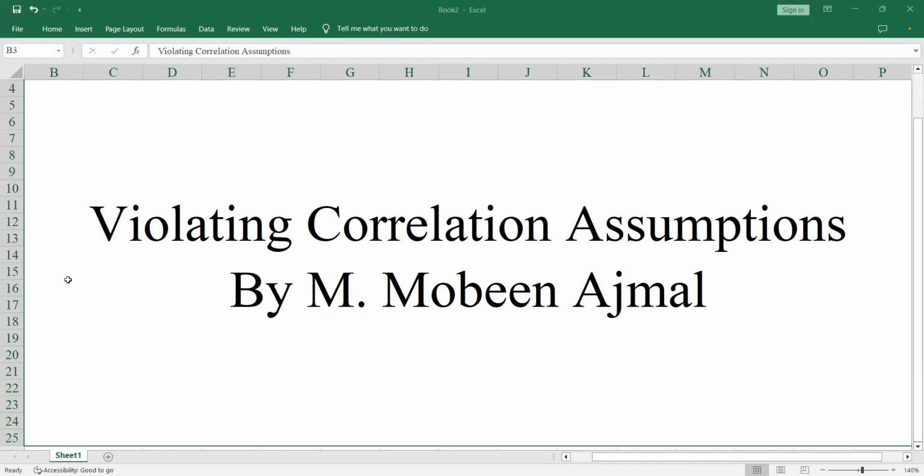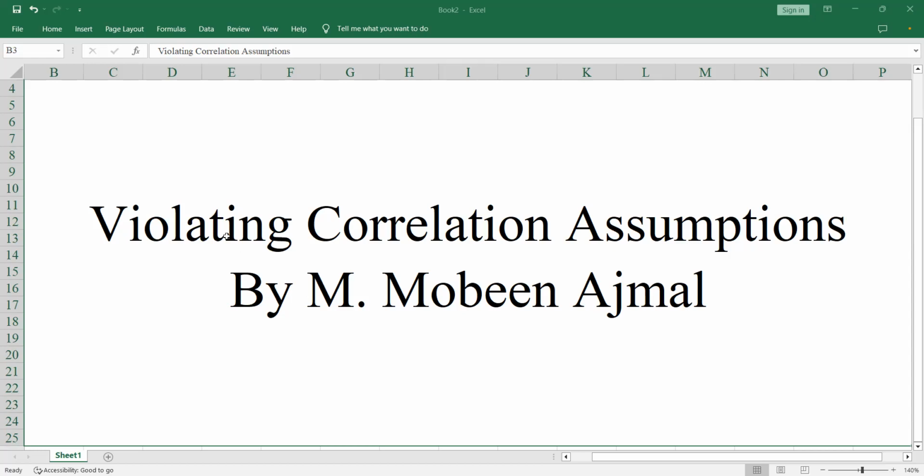Hello, everyone. Another thing that I will cover in this topic is violating the correlation assumptions. Of the 7 assumptions over here, I'll just focus on the 3 which you can see on the scatter plot.